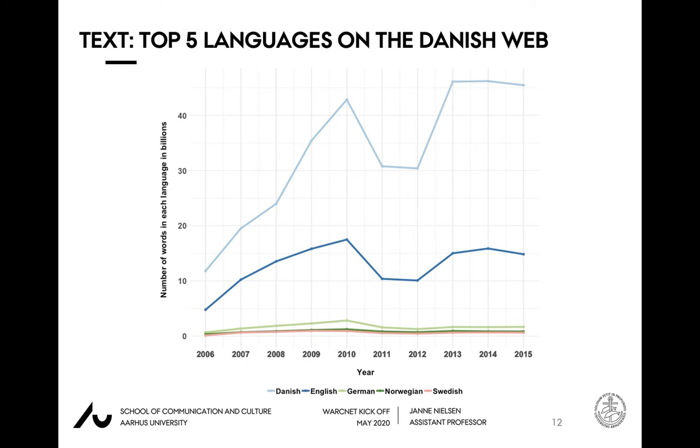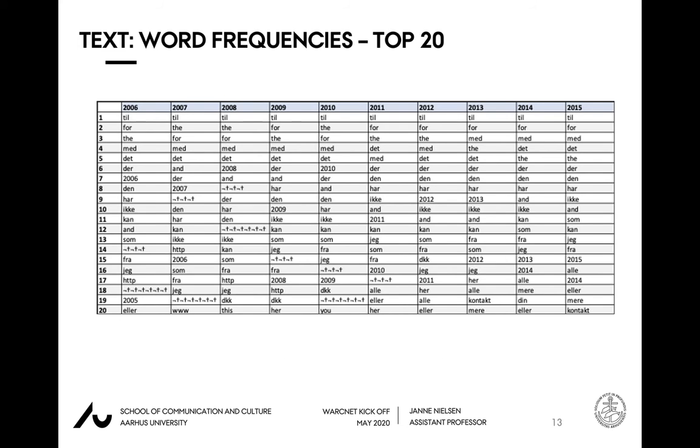Another part of the project looks at text. So this is all the body text out of HTML documents with all punctuation, etc. removed. So it's basically a big bag of words. And we use that to look at, for instance, languages on the Danish web, word frequencies, and we've also been trying to look at some topics over time.